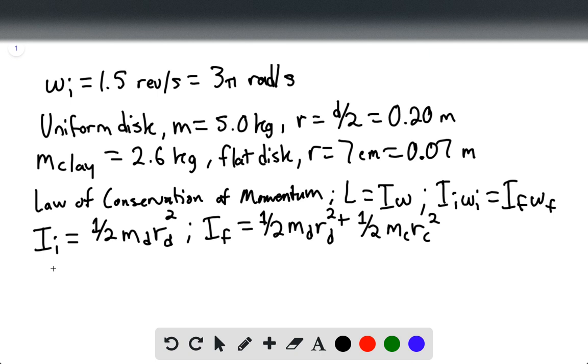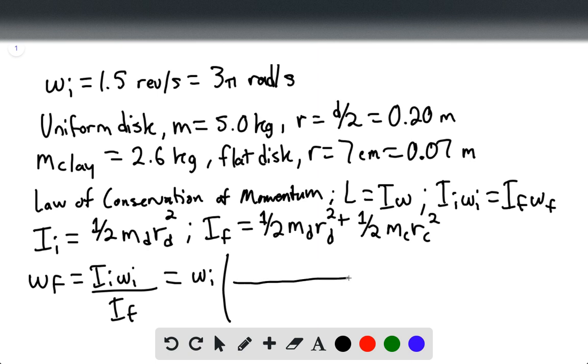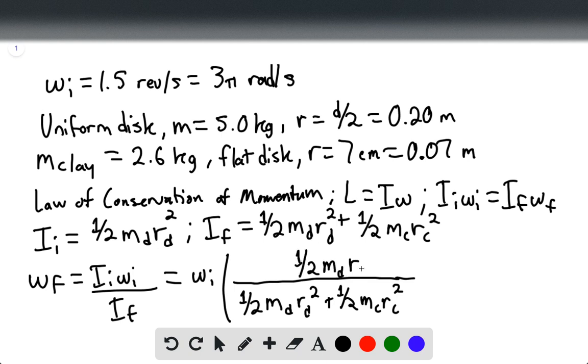So that means that the final angular velocity equals I initial omega initial over I final, and this is going to equal omega initial times, 1 over 2 m_d r_d squared plus 1 over 2 m_c r_c squared, and then as a denominator, 1 over 2 m_d r_d squared. So that'll be our final velocity, and we can solve.